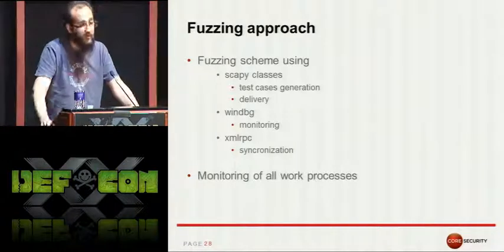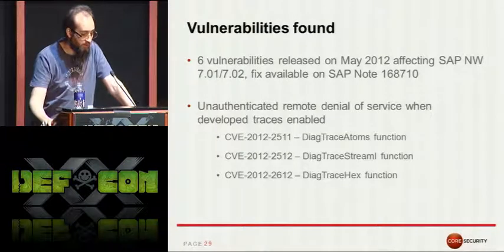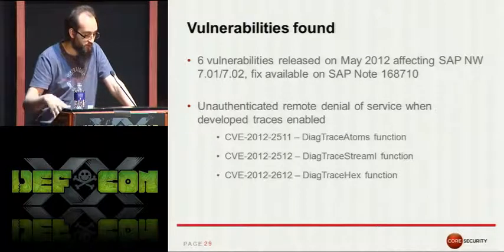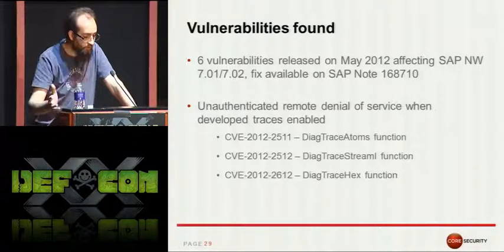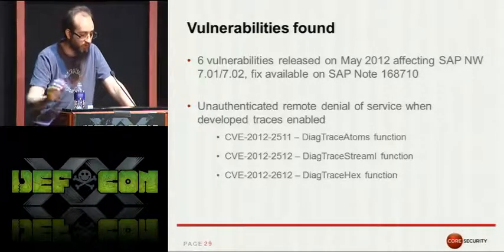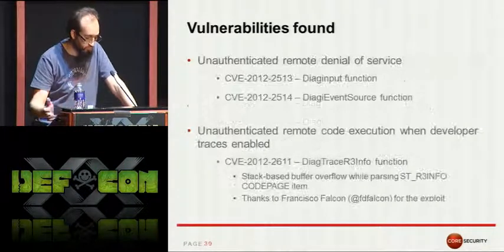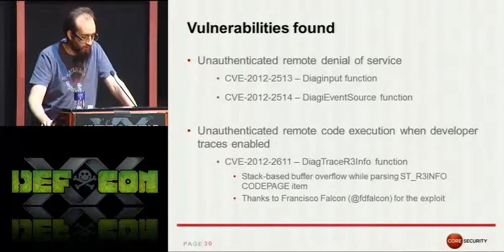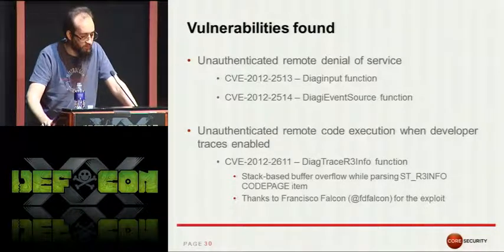because you don't know which of the work processes is handling your request. So using this approach and some manual tests, I found 6 vulnerabilities on the SAP application server. These issues were fixed in May by SAP, and 5 of the issues are denial of service vulnerabilities. 3 of them require that you enable the developer traces on the application server, and there are 2 more that do not require that feature to be enabled, but all can be triggered by an authenticated and remote attacker.